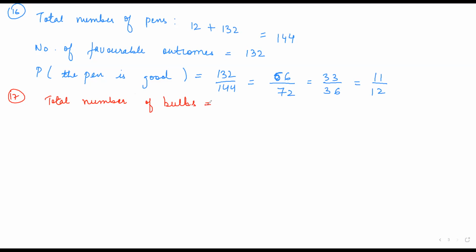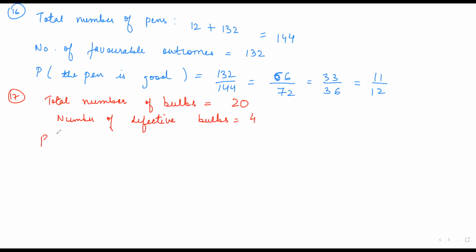It's not saying that 20 are good bulbs and 4 are defective. A lot of 20 bulbs contain 4 defective. That means the total number of bulbs is 20, and the number of defective bulbs is 4. One bulb is drawn at random from the lot. What is the probability that this bulb is defective? This one is simple. Total are 20 and my favorable will be 4, correct?